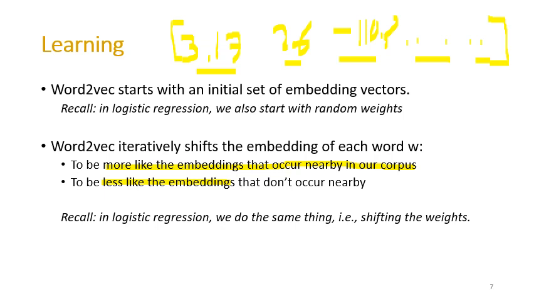How can we shift the value of a vector? Let's say initially we randomized the value of 3.17 for the first dimension of the word apricot. How can we shift this value to become closer to the value in the jam vector? Same as in logistic regression, we use gradient descent.